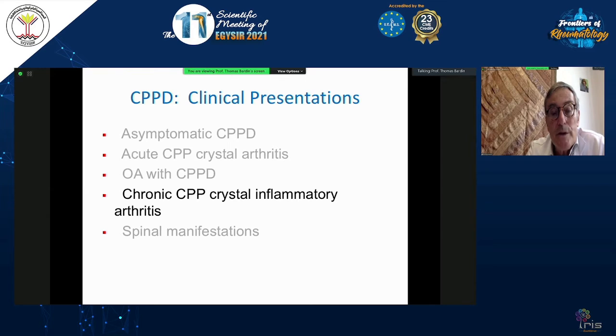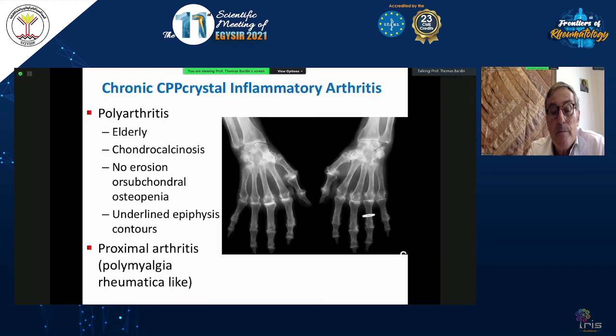Another very interesting presentation for rheumatologists is the chronic CPPD crystal inflammatory arthritis. This can present like polyarthritis, and the differential diagnosis is rheumatoid arthritis. So clues for the diagnosis of CPPD-induced polyarthritis are that the patient is elderly, that you can find some chondrocalcinosis in some joints, and the radiological appearance of the affected joints, where you don't see rheumatoid arthritis or subchondral osteopenia, but you can see that the limits of the epiphysis are not blown out. They are, on the contrary, underlined by thin sclerosis. And this is a very important clue for the differential diagnosis.